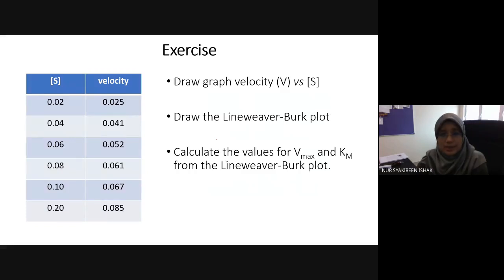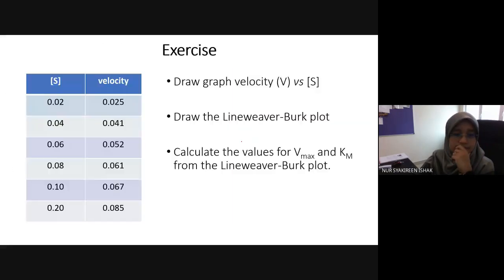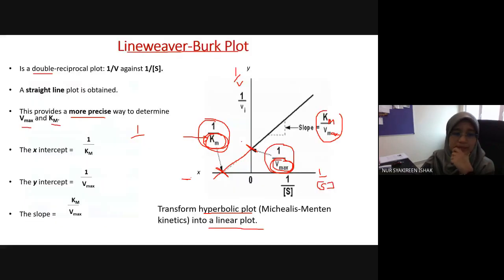Okay. So kat sini ada satu exercise. Then maksudnya kat sini, let's say lah, kalau value dia kat sini 1 over 9 lah, let's say. Kan? Adalah 1 over Km. Kat sini value dia awak dapat 9. Awak dapat 9, let's say kan.